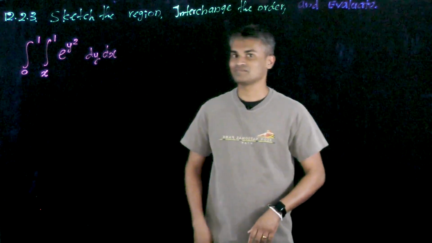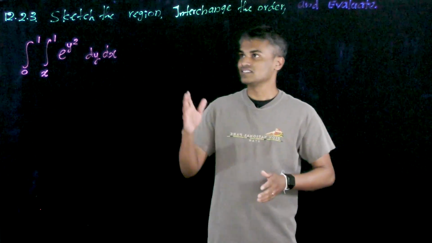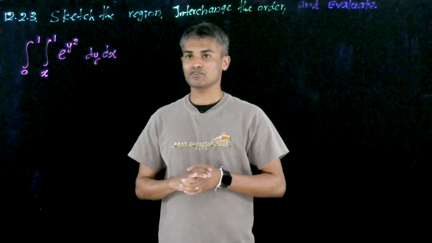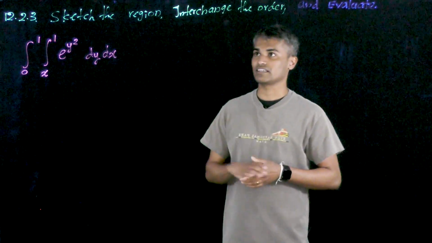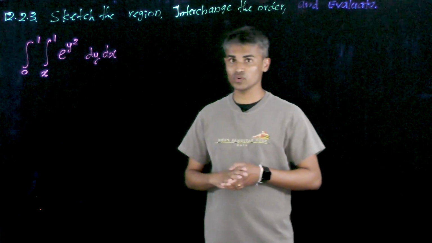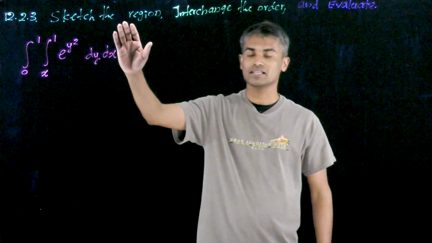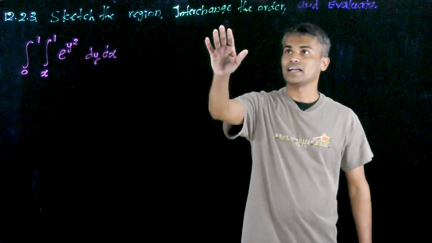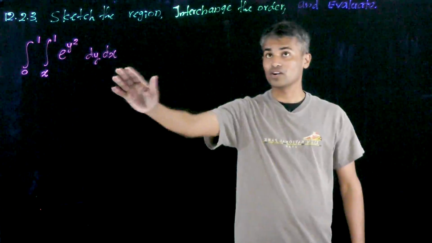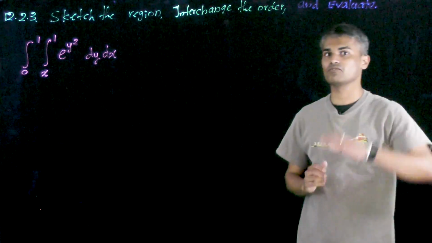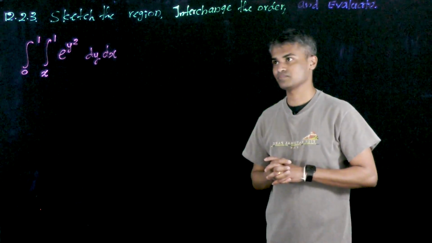Okay, welcome back. This is the third example from chapter 12.2. In this example, what we want to do is sketch the region of integration, then interchange the order of integration, and finally evaluate this double integral.